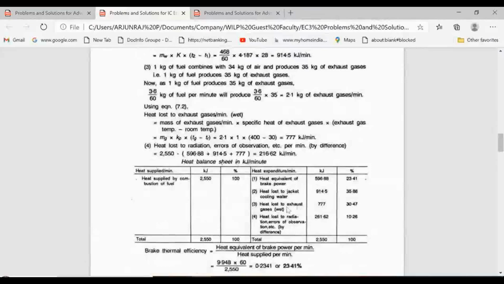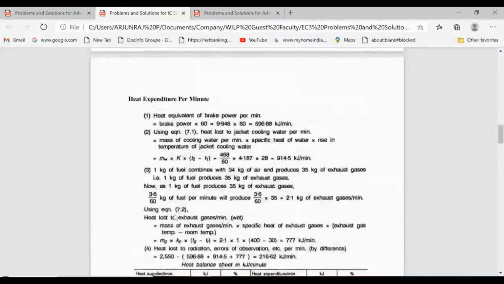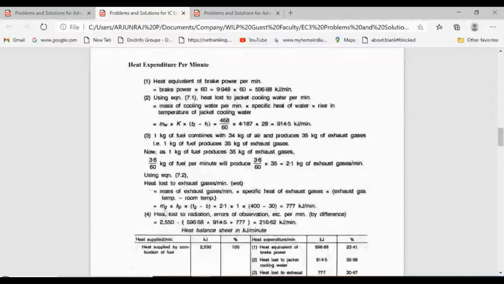And then you have to find the heat loss to the exhaust gas, and you're going to get 777. When you divide 777 by 2550 into 100, you get it in terms of percentage. How do you calculate this heat loss to the exhaust gas? Again, the same formula: mass flow rate of the gas into the specific heat value they have given, which is one, and Tg minus Tr, 400 minus 30, where 30 is the room temperature.